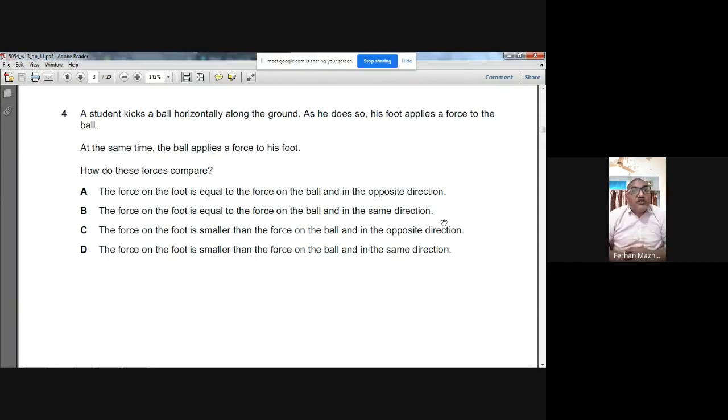The force on the foot is equal to the force on the ball and in the same direction. No. The force on the foot is smaller than the force on the ball. No. Okay. So the best option given here is option A.